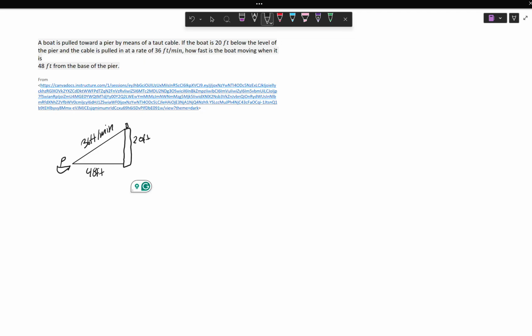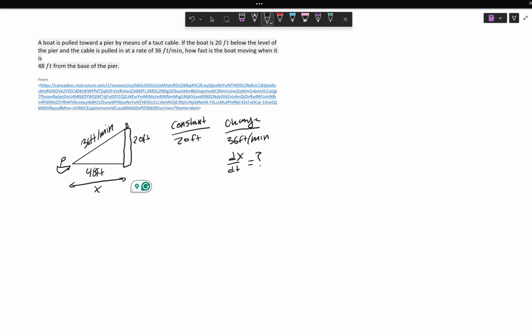So we have to know what our constants are. Our constant that will always remain the same is 20 feet. Our change will be 36 feet per minute. We have to see how fast the boat is moving. So let's call this chunk right here x. So dx over dt is equal to what?